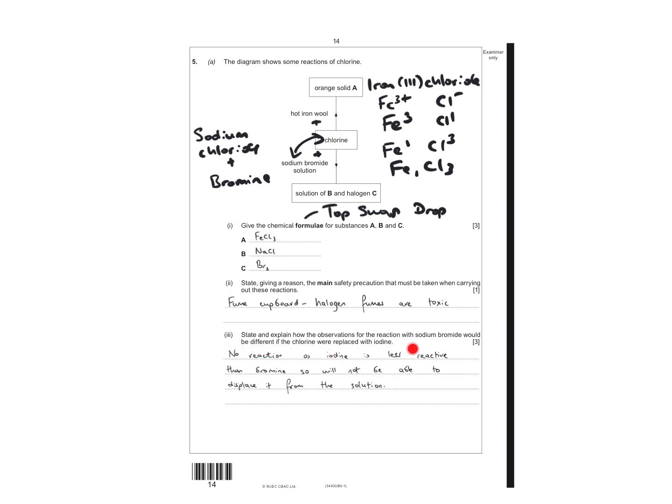State and explain how the observations for the reaction with sodium bromide would be different if the chlorine were replaced with iodine. Well, this time iodine isn't as reactive as bromine, so no reaction will occur, as iodine is less reactive than bromine, so it will not be able to displace it from the solution.